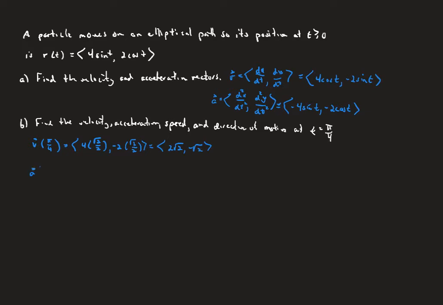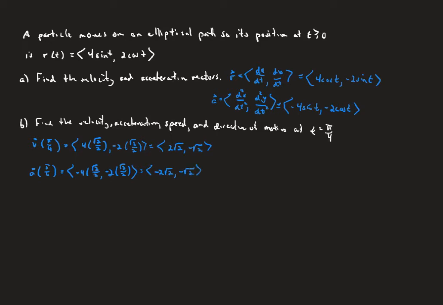The acceleration vector, also evaluated at pi over 4. We're going to plug in pi over 4 there, so that's going to be negative 4 times the square root of 2 over 2, comma, negative 2 times the square root of 2 over 2, which is going to give us negative 2 square root of 2, comma, negative square root of 2.